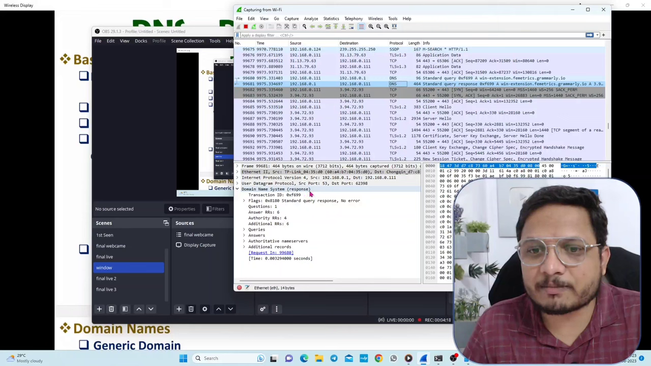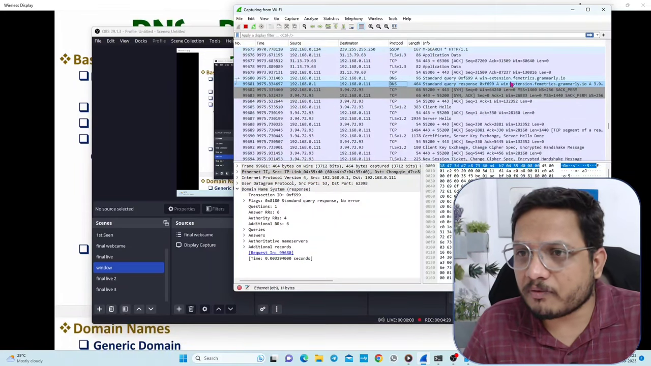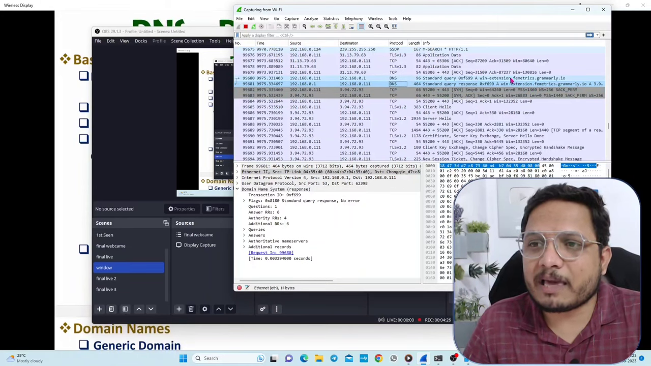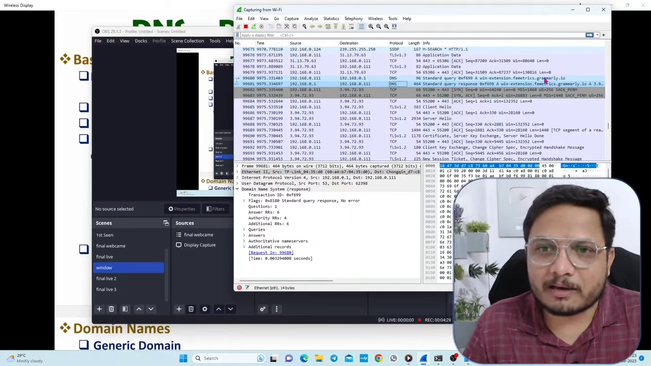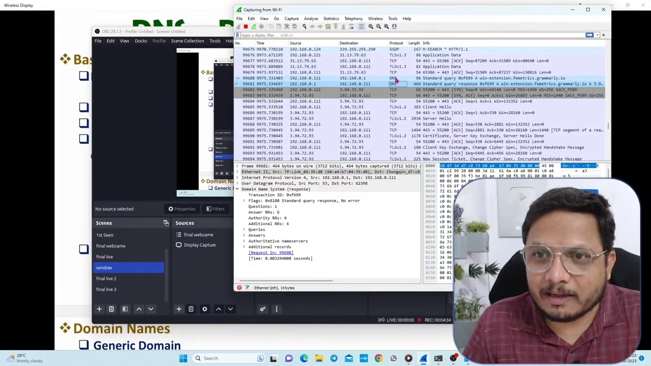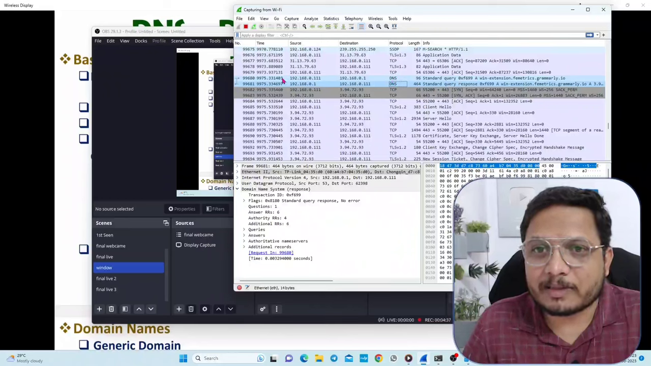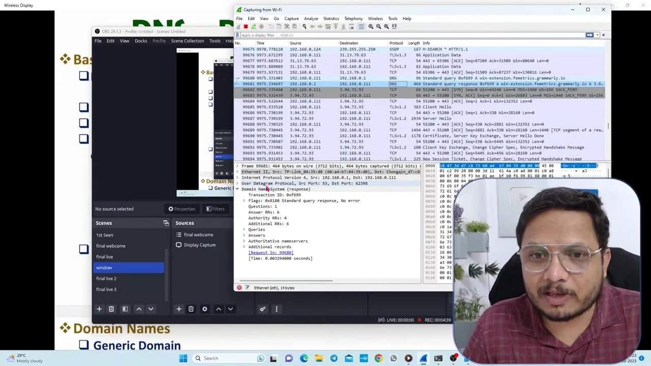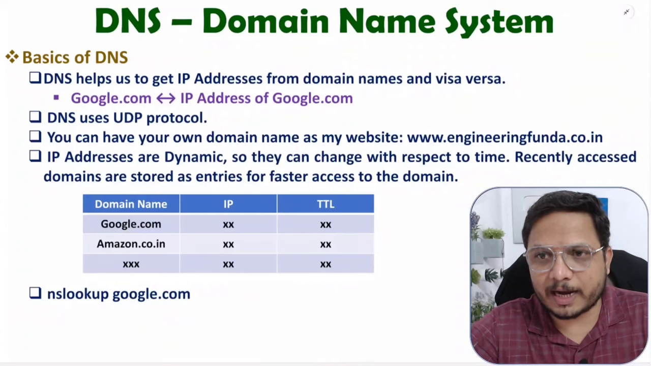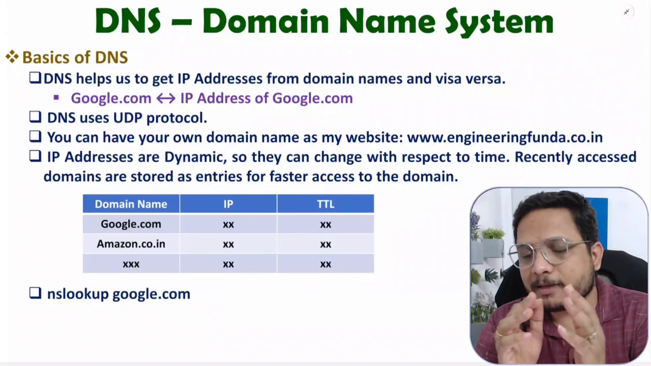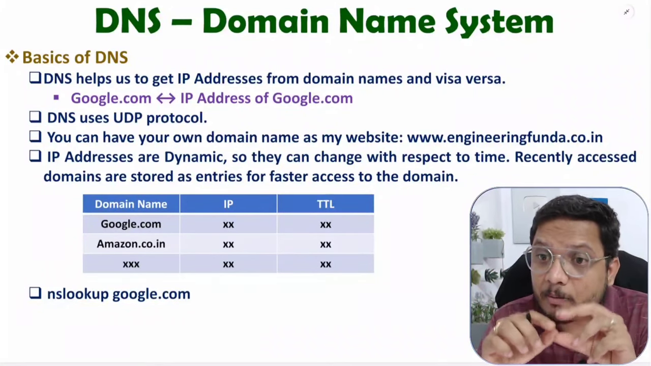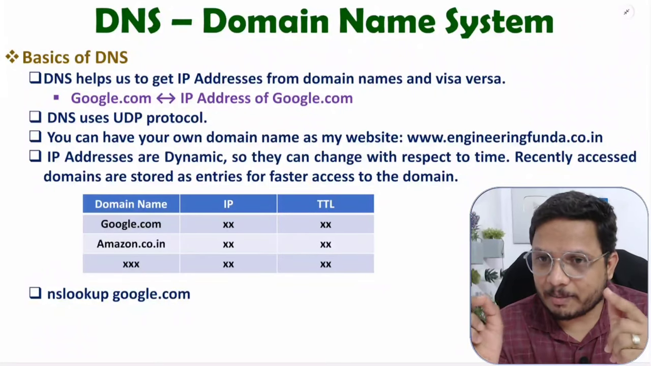By this DNS response, I'm now getting the IP of Grammarly, right? Once I have the IP of Grammarly, I can communicate with Grammarly, right? So to get the IP of Grammarly, I'm sending a DNS frame that is implemented over the UDP protocol. Remember this, right? So now I think you have an idea of what we are doing. Practically, we use the DNS protocol to get an IP address from a domain name, right?